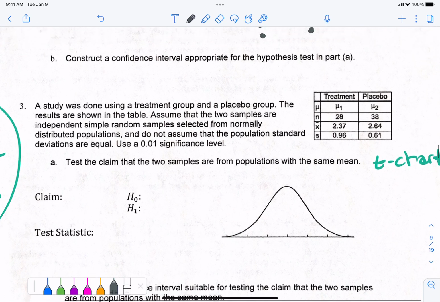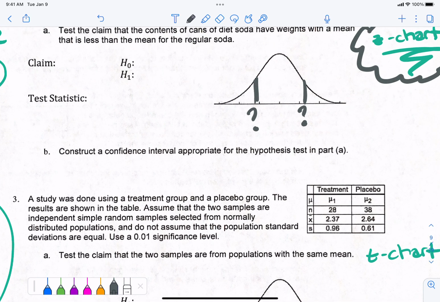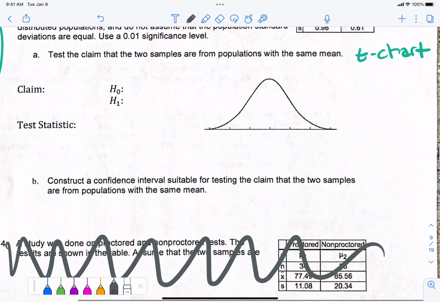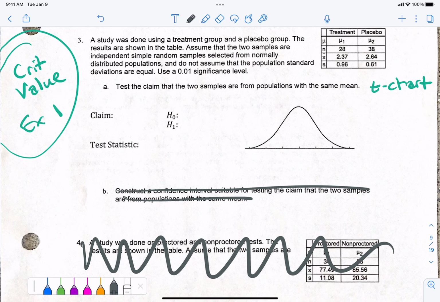It says on here, construct a confidence interval to test the hypothesis for part B. No. You're just doing critical value method. Same thing here. Construct a confidence interval. So part B doesn't really apply. We're going to do those on number 5 and number 6.